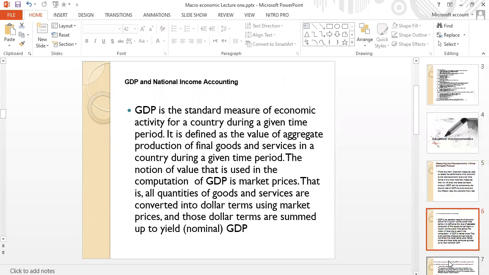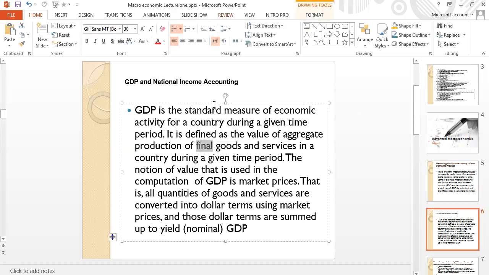First, we will talk about GDP. GDP is a standard measure of economic activity for a country during a given time period. It's defined as the value of aggregate production of final goods and services in a country during a given year. And here we have final goods, not intermediate goods. What's the difference between intermediate goods and final goods?